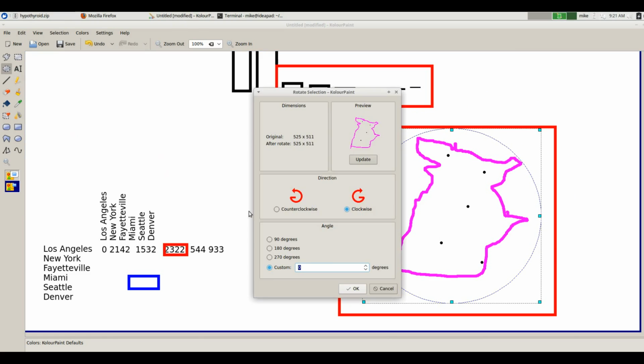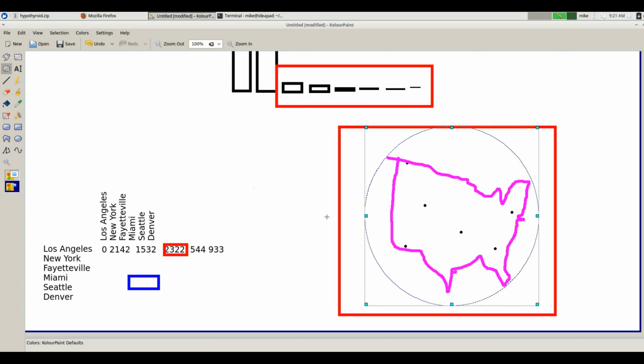selection, rotate. We'll go clockwise 90 degrees. Hey, good enough. And then you say, oh, it is the United States. So a few things. Why did it not find the, wow, that's a crappy United States. But I did it on a touchpad, so there we go.